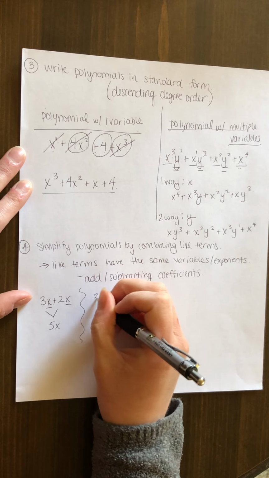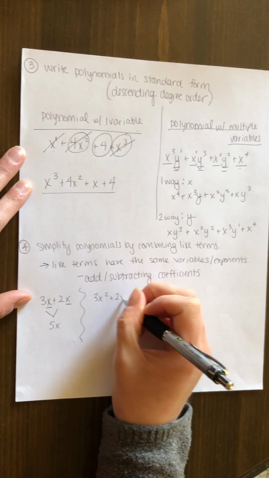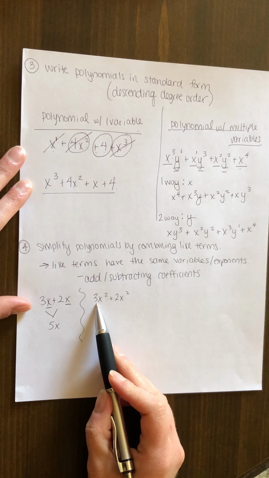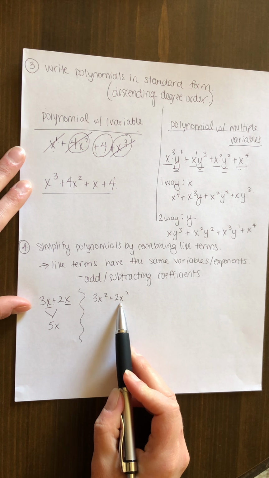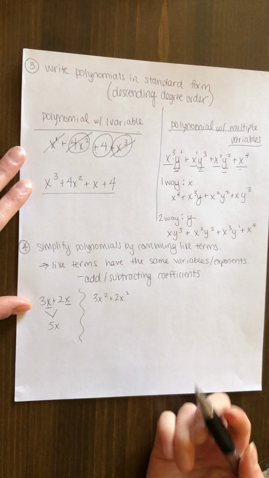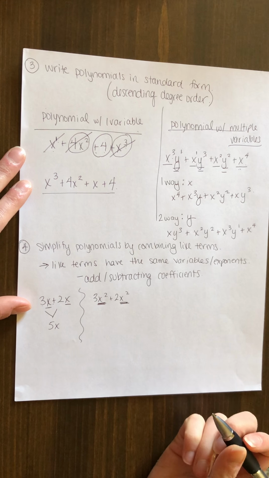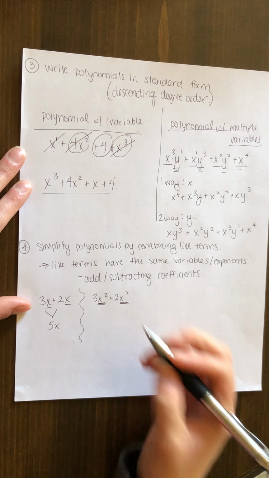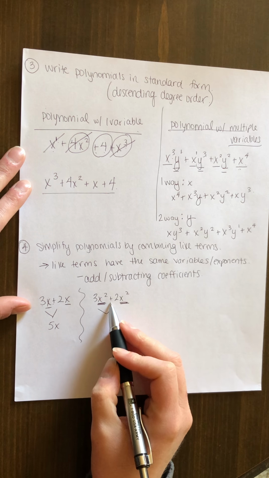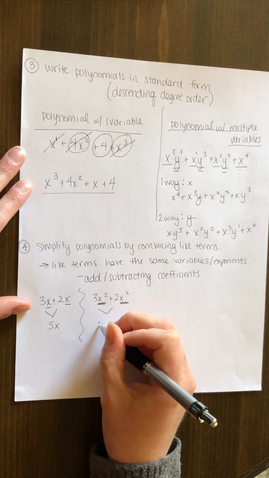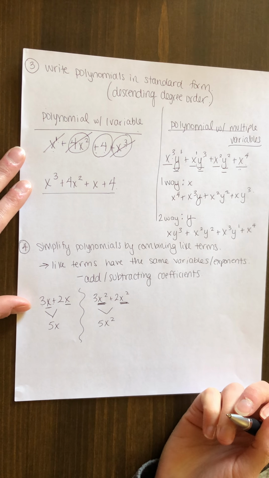Now, if I change this now to 3x squared plus 2x squared, these are also like terms because I have the same variable with the same exponent, x squared and x squared, and what I'm going to do is perform the operation with the coefficients. So this would give me 5x squared.